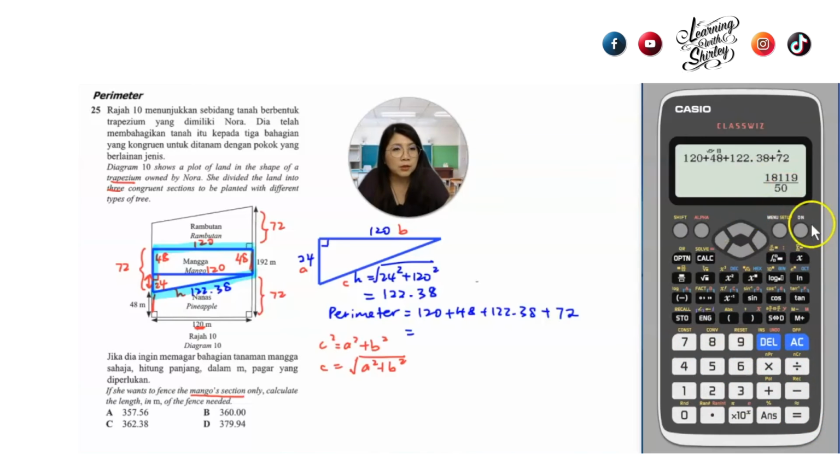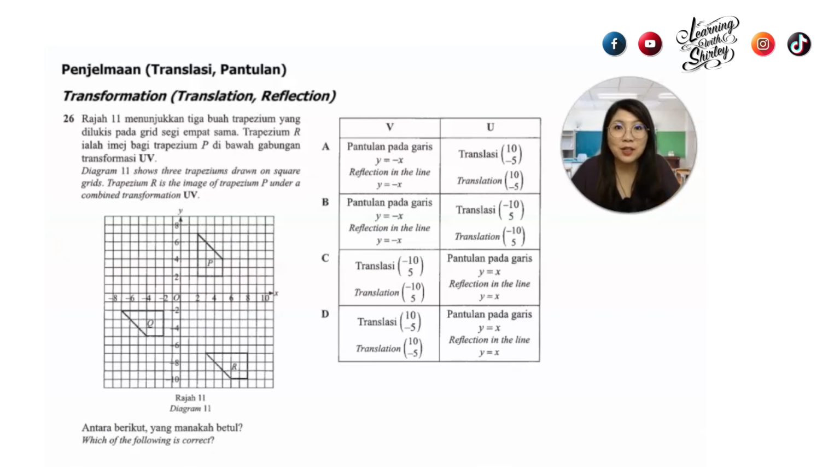Okay, so this is in fraction, so you have to change it to decimal. Press the SD button. So 362.38 meters. So the answer is, of A, B, C, D, C. Okay, that's the answer. Let's look at question number 26.